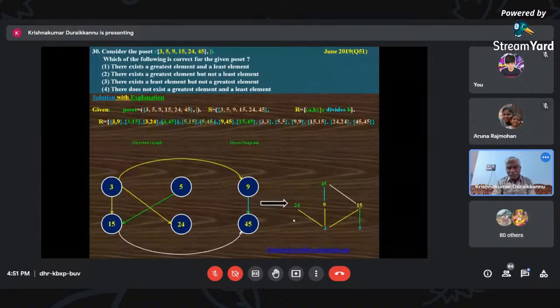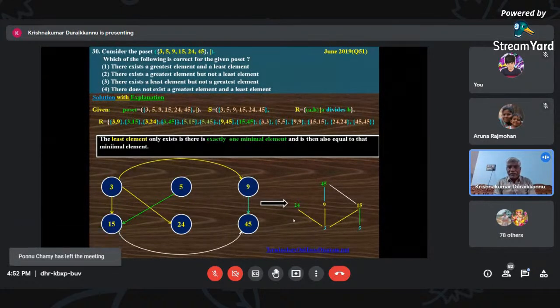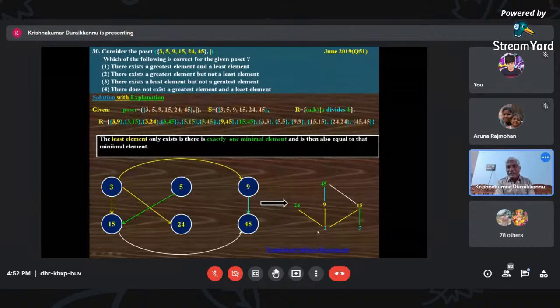The least element only exists if there is exactly one minimal element, and is then also equal to that minimal element. What are the minimal elements? Any element that does not have any value below it. Here in this graph, 3 and 5 do not have any element below them, so there are two minimal elements.